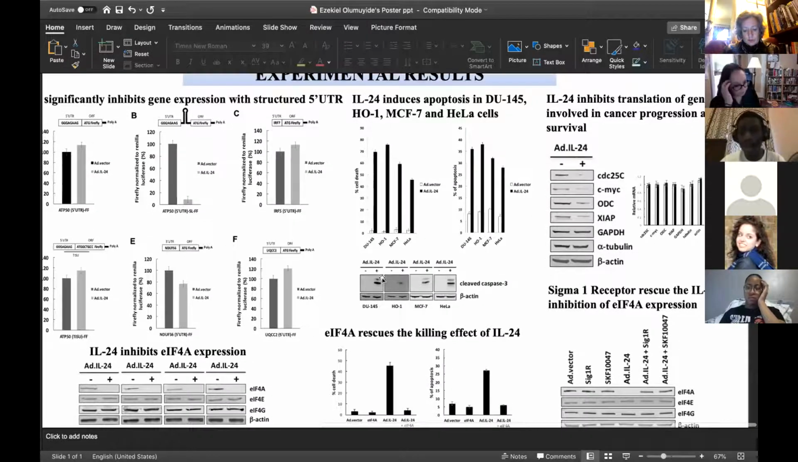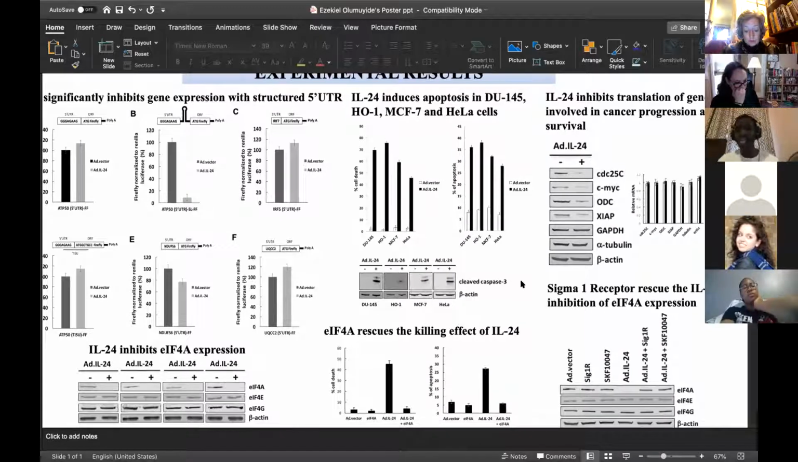And we also showed that interleukin 24 causes the upregulation of caspase-3. Caspase-3 is a pro-apoptotic protein that cleaves different proteins, that degrades different structural proteins in cells, not just cancer cells, but also normal cells.